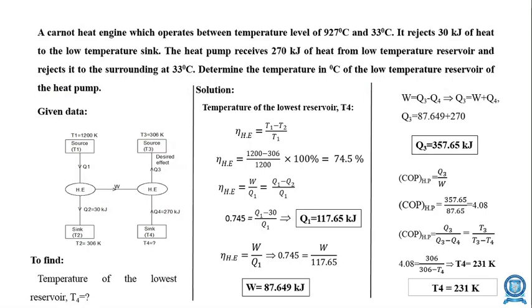A Carnot heat engine operates between the temperature levels of 927 degrees centigrade and 33 degrees centigrade. It rejects 30 kilojoules of heat to the low temperature sink. The heat pump receives 270 kJ of heat from the low temperature reservoir and rejects it to the surroundings at 33 degrees centigrade. Determine the temperature in degree centigrade of the low temperature reservoir of the heat pump.